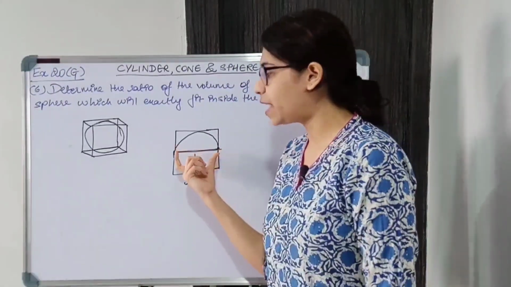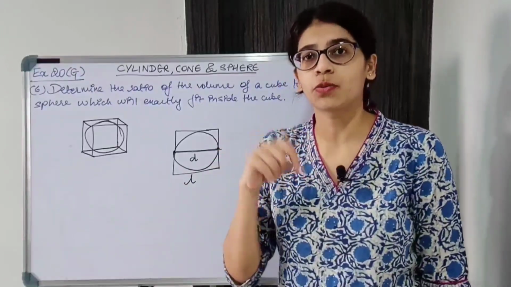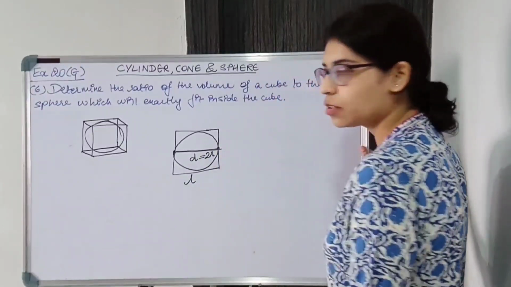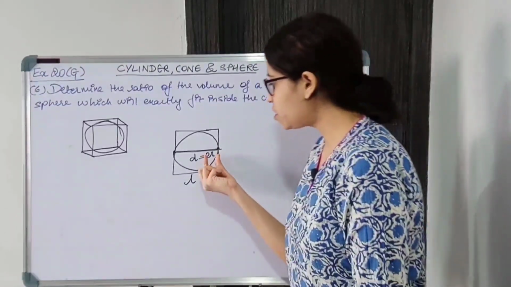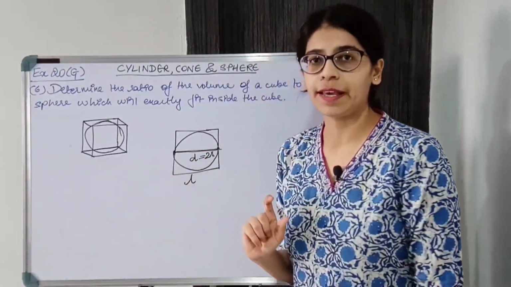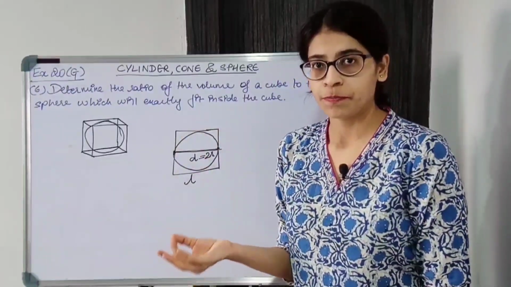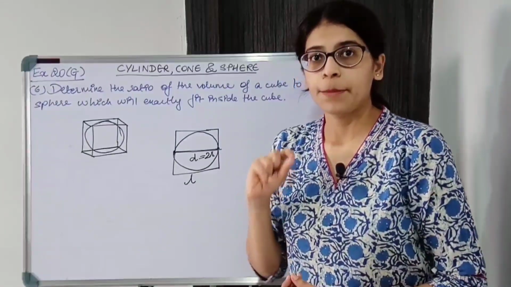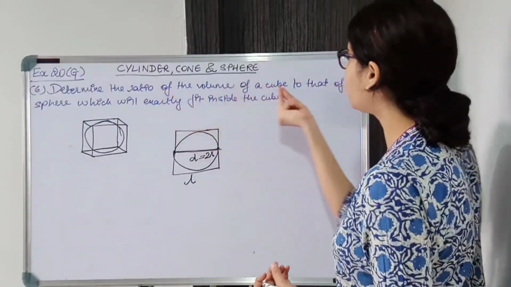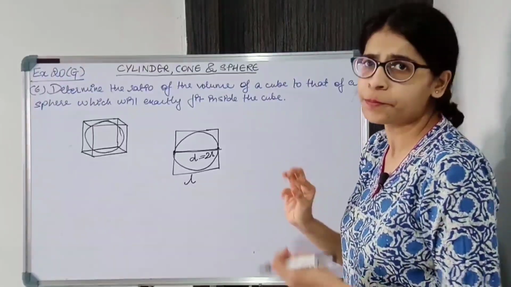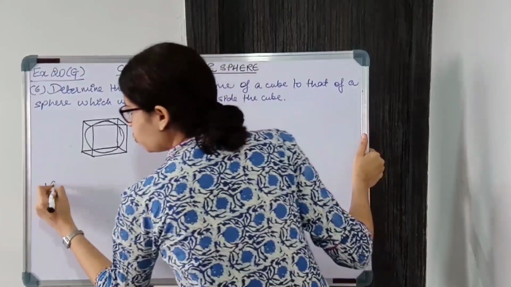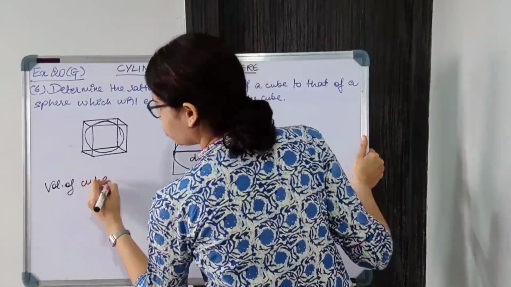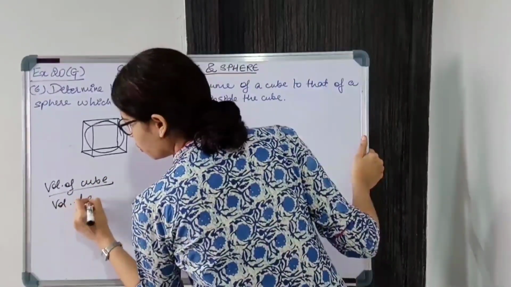Okay, so diameter over here is nothing but twice the radius of the sphere. All right, so this means twice the radius is equal to the length of the cube. Why am I trying to relate the radius with the length of the cube? Because we have to find the ratio of the volume of cube to that of the sphere. Volume of cube was mentioned first, so volume of cube upon volume of sphere.